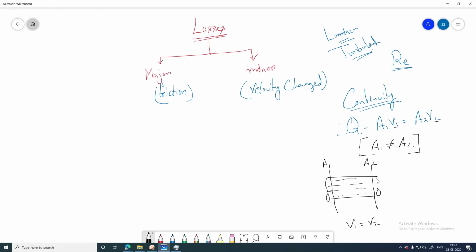But in such cases, suppose we have some sudden enlargement in this particular portion, suppose the pipe is something like this, then there is a sudden enlargement something like this. Okay, so what happened?